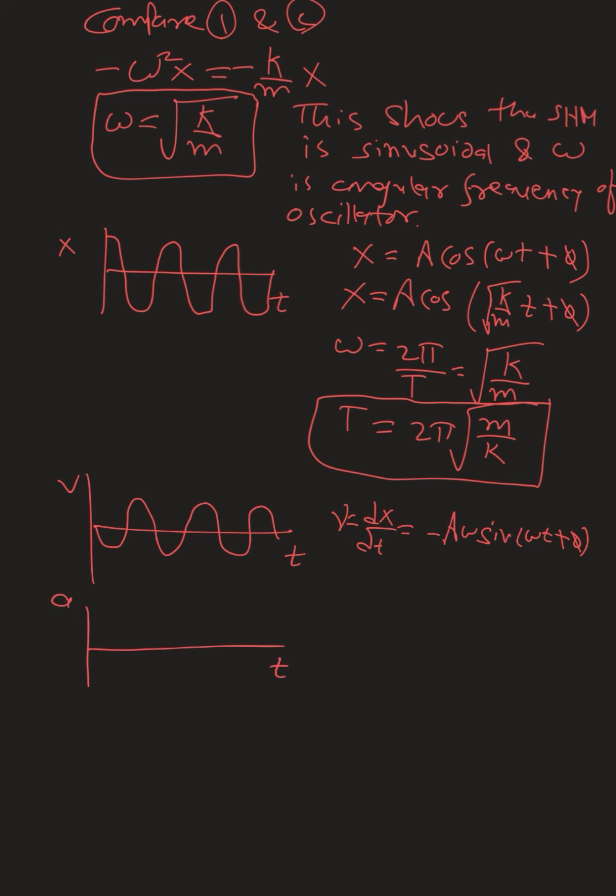The acceleration starts out at negative A omega squared, right? It's going to go all the way down right here, then go up and come up, and we have all three things at the same time, where acceleration is dv/dt, and we differentiate one more time. We get negative omega squared A cos(omega t plus phi). Remember, it's a cos function, that's why it's not starting from 0.